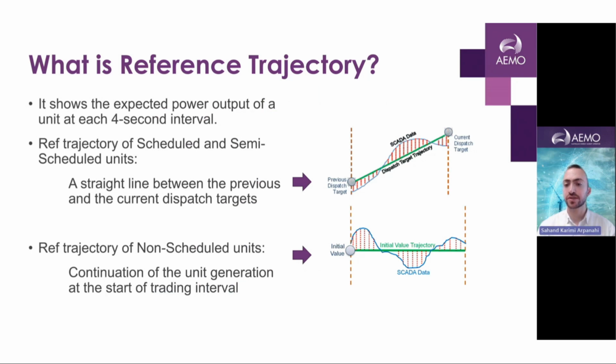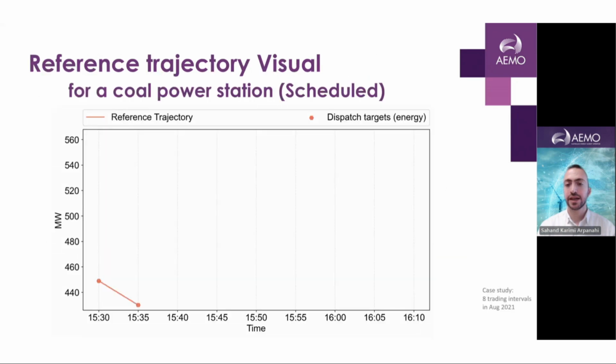The reference trajectory of scheduled and semi-scheduled units is a straight line between the previous and current dispatch targets. The reference trajectory of non-scheduled units is a continuation of the unit generation at the start of the current trading interval. This figure shows how the reference trajectory of a coal power station is determined by using its dispatch targets. You can see the trajectory is a simple target-to-target straight line in each trading interval.